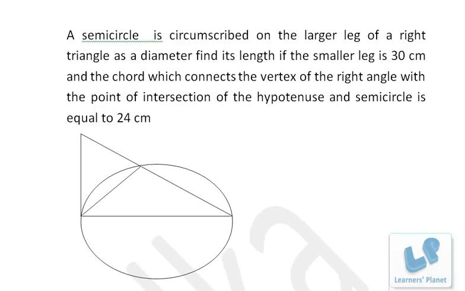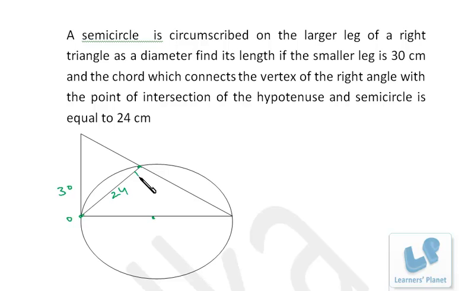Now this is the diagram. Here the smaller leg is 30, that means this length is 30. This point is O. This length from the right angle vertex to the point of intersection of the triangle and circle, this length is 24.